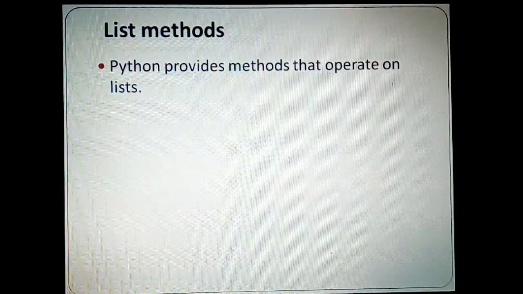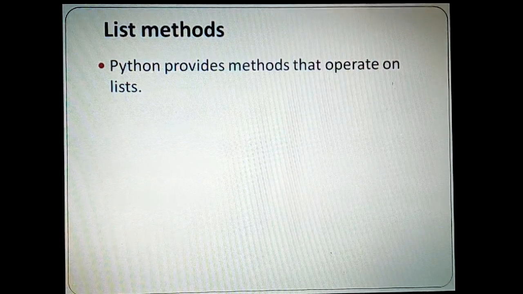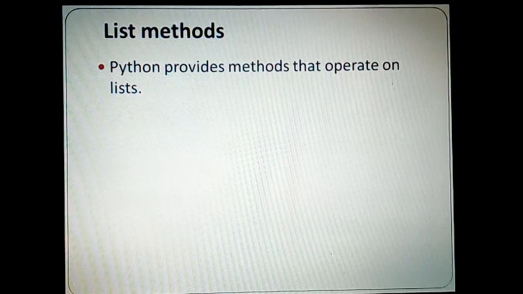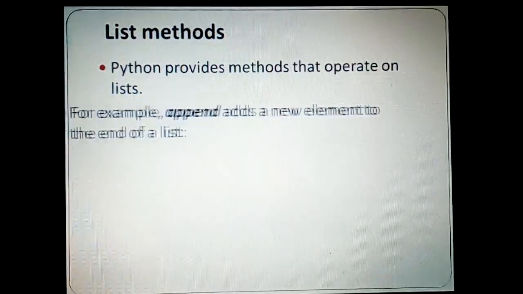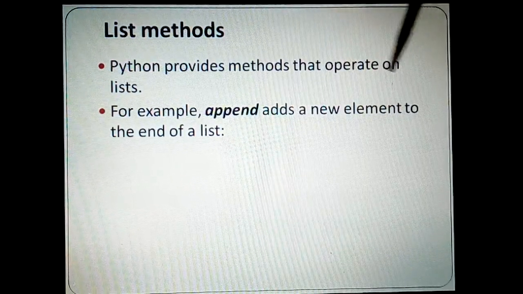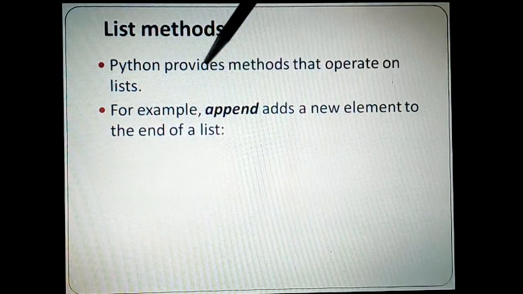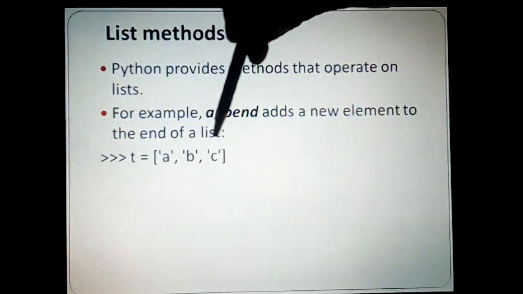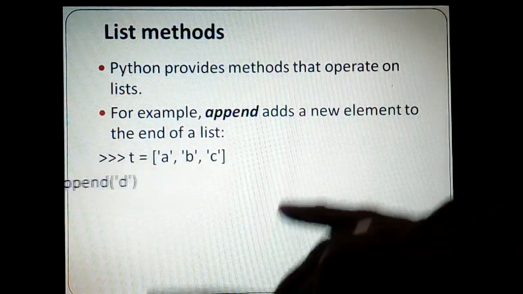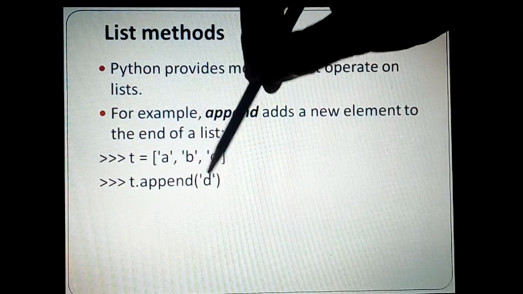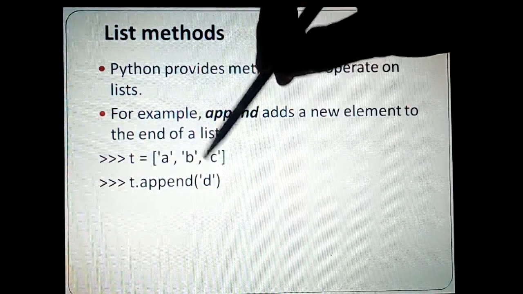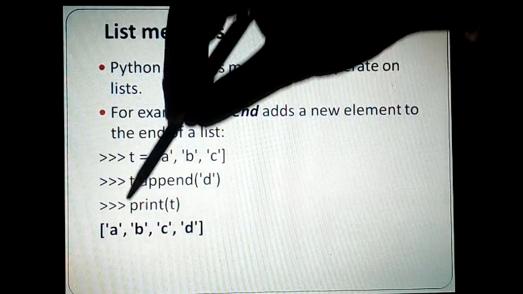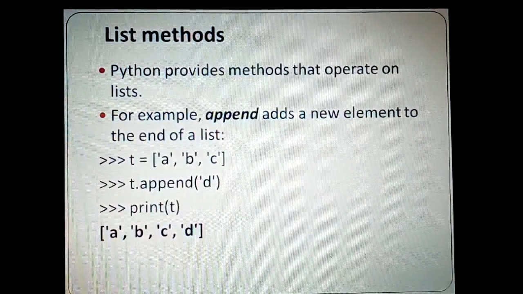Now let us move to the next concept, and that is about the methods. What are the different methods that we have as far as lists are concerned? The first method is append. You can append a new element to the end of the list. Only a single element can be added to the end of the list. How do I do this? Let us assume that T equals A, B, C is the list. Now if I say T dot append of D, then it would append D to the list. And if I print T, I would get A, B, C and D. So this is how append works.